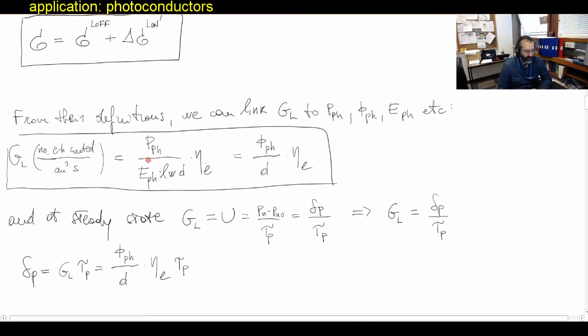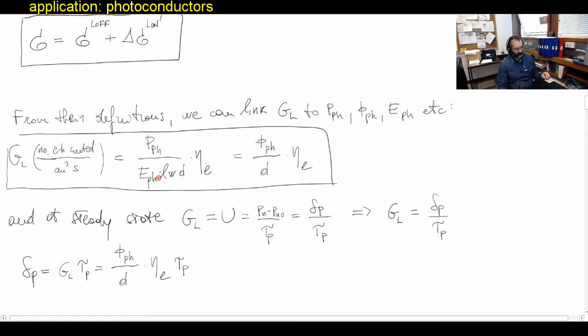This is, remember, in watts, so it's energy per second, divided by the energy of the photons. So this P_ph over energy of the photons is effectively photons per second now. And divide also this quantity by the volume interested by the beam. So up above we defined the semiconductor as a piece of material with dimensions L, W, D. So LWD is the volume. So this whole quantity already has the right dimensions: photons hitting, photons per unit volume per second.